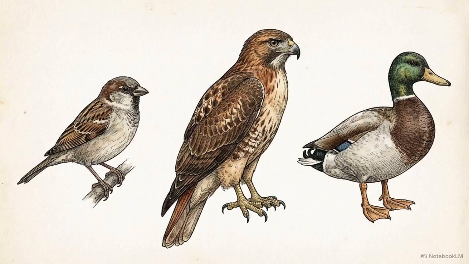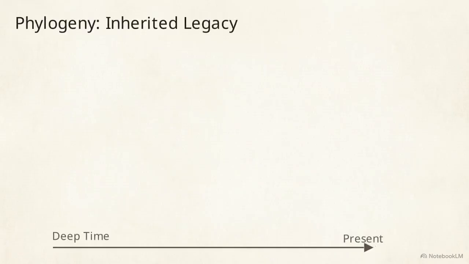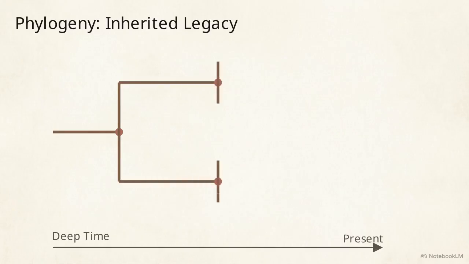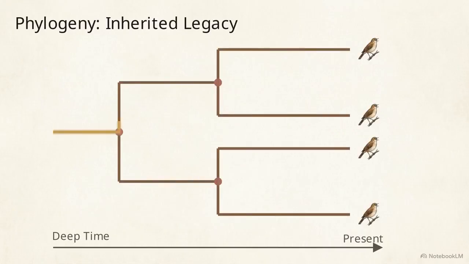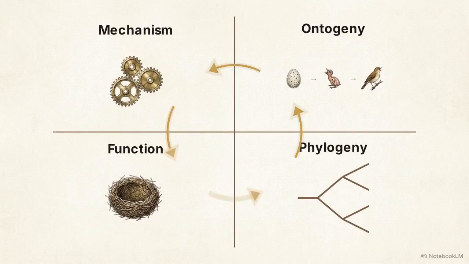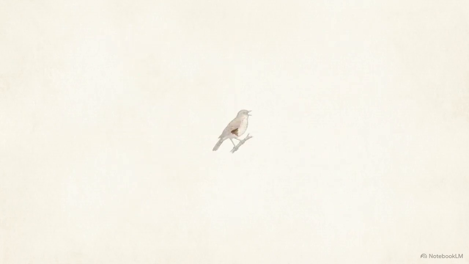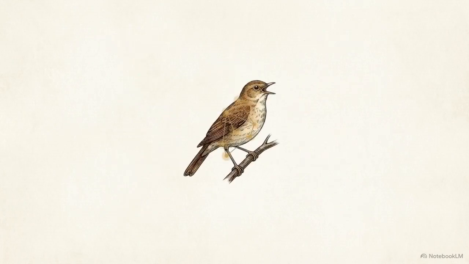Researchers map these trajectories by comparing the behaviors of related species to identify common ancestral roots. Phylogeny contextualizes behavior as an inherited and modified legacy rather than an isolated tool. When we view the full 2 by 2 matrix, we have 4 distinct answers to the question of why the bird sings. These quadrants are not competing theories. They are overlapping dimensions of a single biological reality.